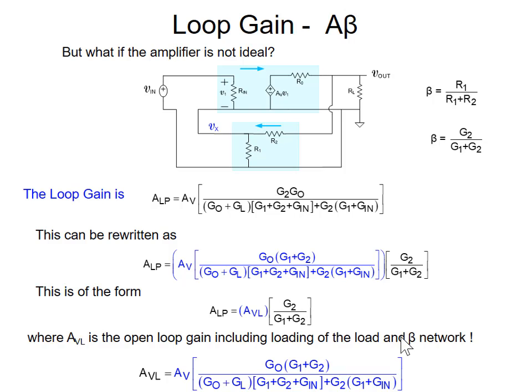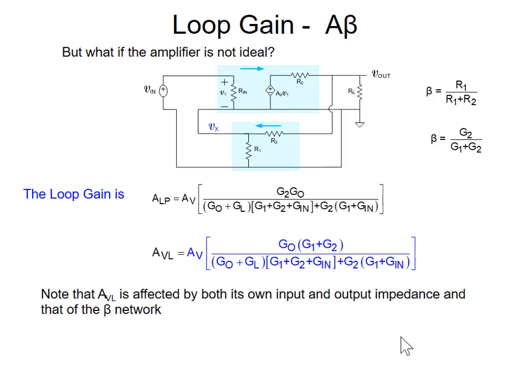And we see that the gain expression is strongly a function of AV, of RIN, of ROUT, of RL, and of the components that are used to make the beta network. So we see that the AVL, the loop gain, is affected by both its own input and output impedance and that of the beta network. And this is a real messy expression.